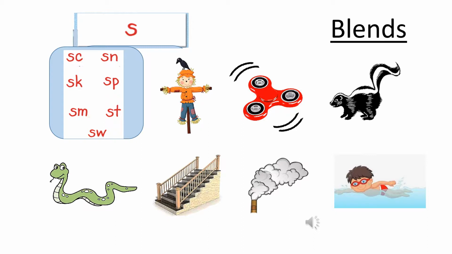Scarecrow begins with an SC. Sk. Spinner begins with an SP. Sp. Skunk begins with an SK. Sk. Snake begins with an SN. Sn. Stairs begins with an ST. St. Smoke begins with the SM. Sm. Swim begins with the SW. Sw.